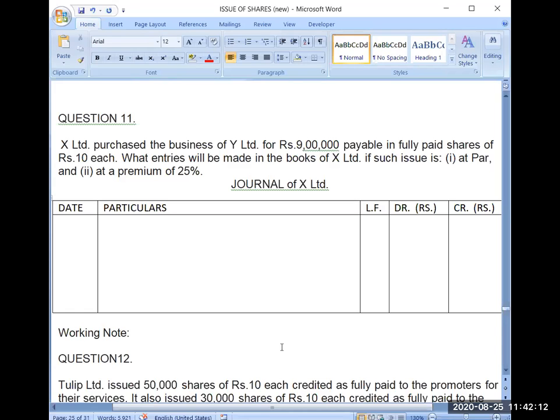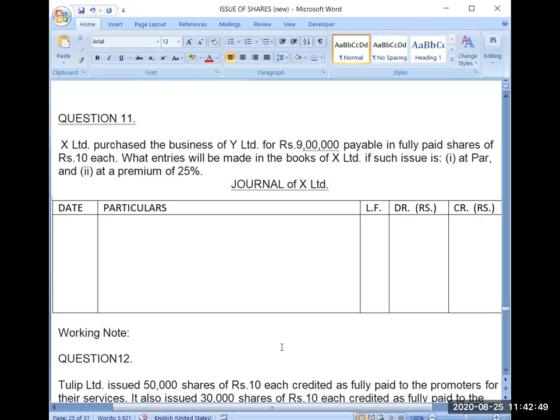Means you are X Limited, and you are purchasing the business of Y Limited. The amount decided for payment is rupees 9 lakh, which you will be paying in fully paid shares. Whatever the amount of business is decided, for that value you have to issue the shares to the shareholders of Y Limited. What entries will be made in the books of X Limited?